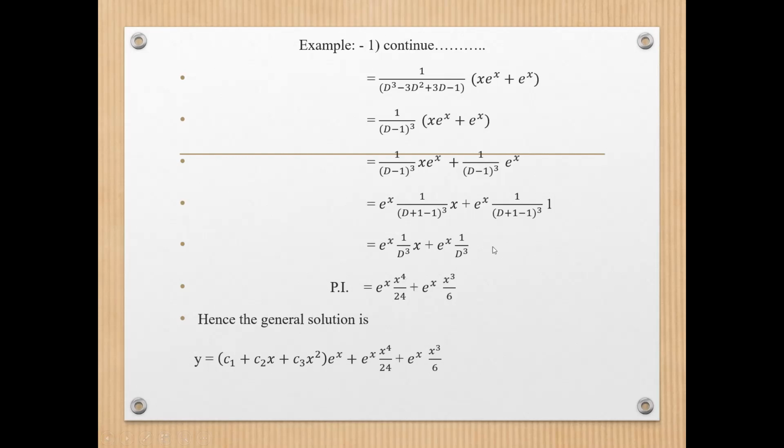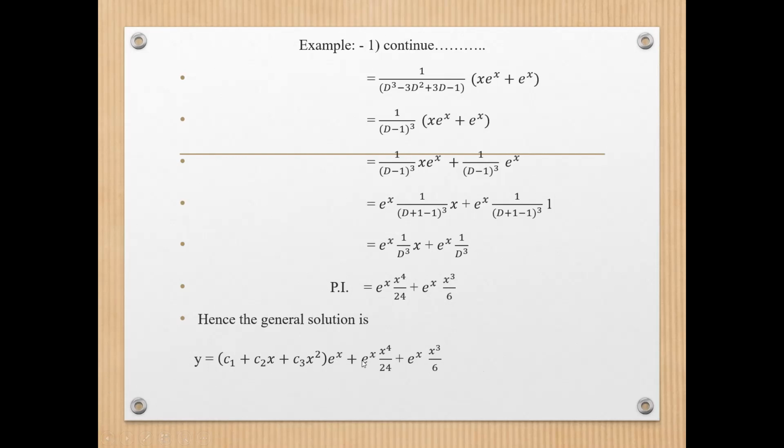Here there is no quantity; that quantity is nothing but 1. Getting me? So the integration of 3 times the integration of 1 is x cube by 6. So the particular integral is e raised to x into x raised to 4 by 24 plus x cube by 6. Hence the general solution is y is equal to complementary function plus particular integral.